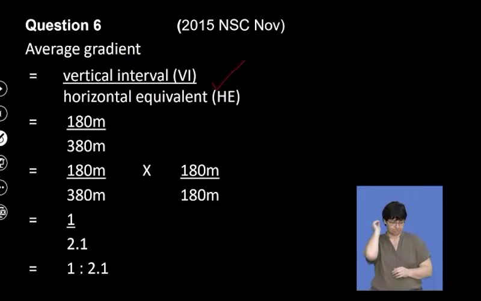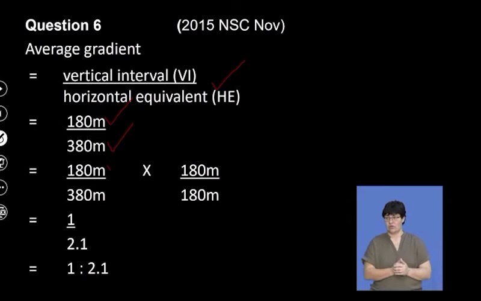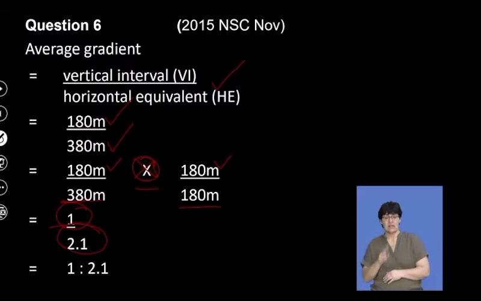Remember, the formula is always given. Vertical interval, which I've calculated at 180 meters. The horizontal equivalent, 380 meters. And note, I need to express gradient as a ratio. That means I need to do a calculation that converts it to a fraction scale and then to a ratio scale. So, 180 divided by 180 is equal to 1. 380 divided by 180 is equal to 2.1. My answer, 1 over 2.1.